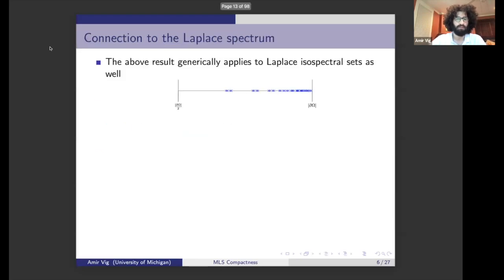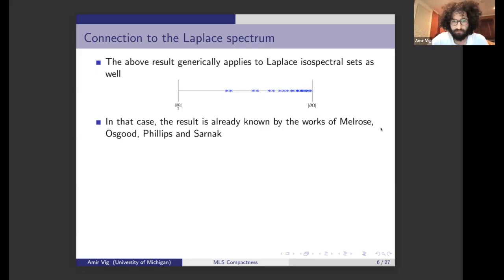Okay. So I wanted to just mention briefly the connection to the Laplace spectrum. So the above result on compactness also applies generically to the Laplace spectrum. So Laplace isospectral sets are also compact, and they have that lower bound on curvature. So this is a cartoon of the length spectrum of some domain. So you see that the lengths come in these little packets. So it's kind of like eigenvalue clusters, and they accumulate at the length of the boundary. So these correspond to these nearly glancing inscribed polygons with many, many edges.